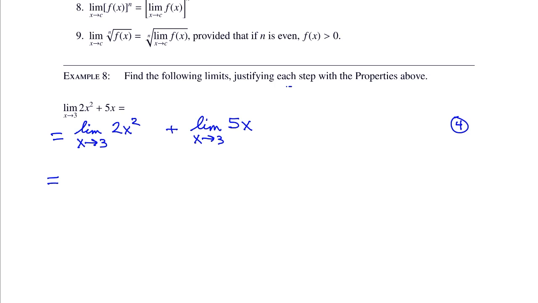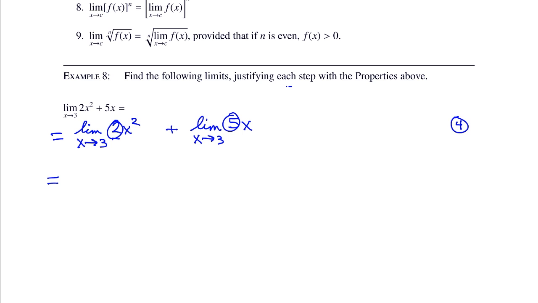Next, I see that both of these have a coefficient. And we have a property that says I can move the coefficient from inside where the function is to outside of the limit. Which property is that? That is property number 3, right?